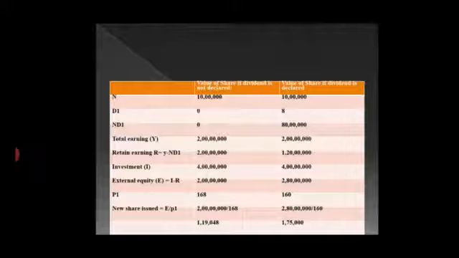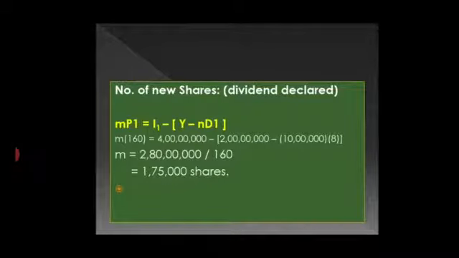So now new shares issued. How many new shares are issued? If we need 2 crores and one share is of rupees 165, how many new shares are required to be issued? That is 1,19,048 if dividend is not declared, and if dividend is declared, then it is 1,75,000. So this is also one formula.